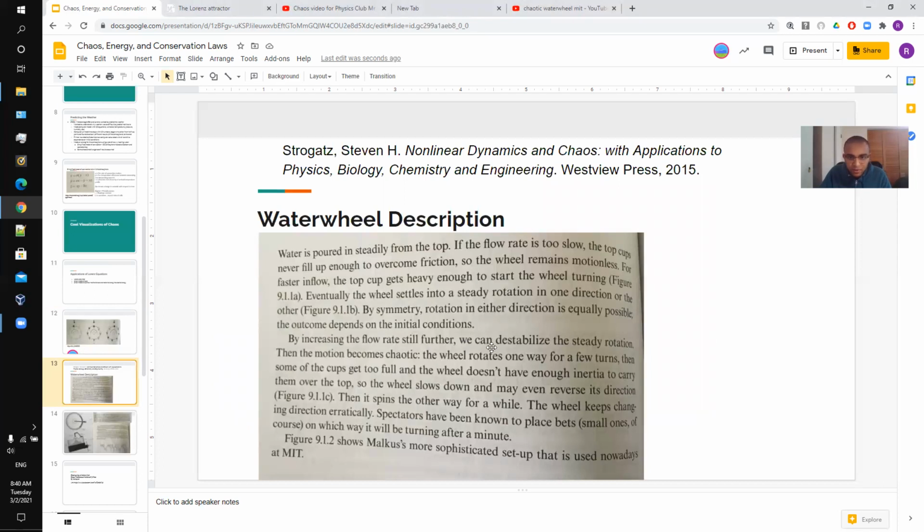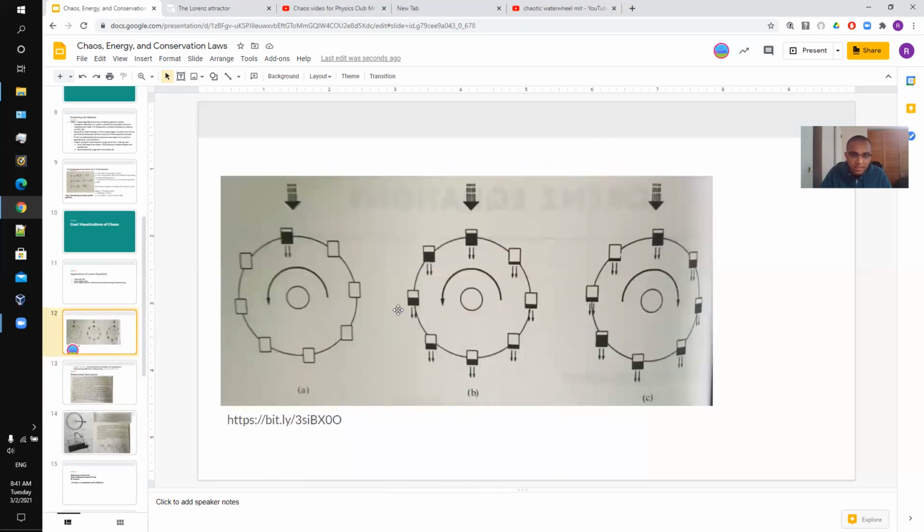And if we increase the flow rate, we can destabilize steady rotation and get some chaotic motion. It can rotate one way and then it can change, due to the leaky paper cups, and sometimes people place bets. But that's the basic idea behind the water wheel, and you can see the idea reinforced by this picture here.